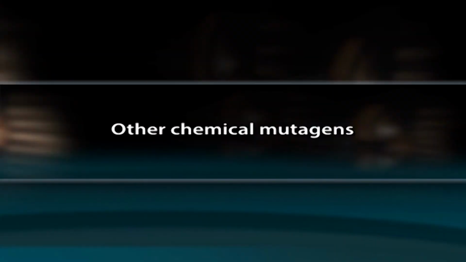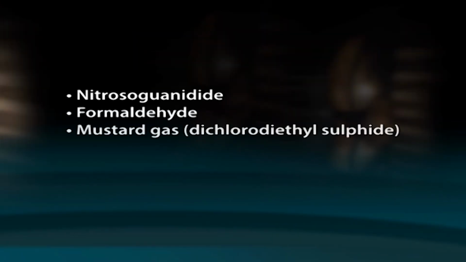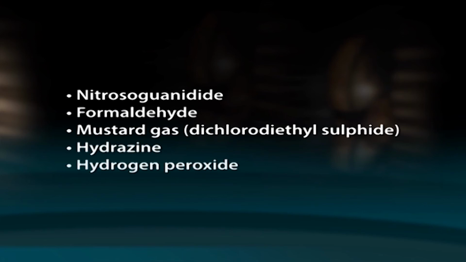Hydroxylating agents. Hydroxylamine, NH2OH, is very specific in its action. It reacts mainly with cytosine and guanine and brings about transitions and mispairing. This produces hydroxylaminocytosine which pairs not with guanine but with adenine. Thus, hydroxylamine induces a transitional substitution. Other chemical mutagens include nitrosoguanidine, formaldehyde, mustard gas or dichlorodiethyl sulfide, hydrazine, hydrogen peroxide, etc.